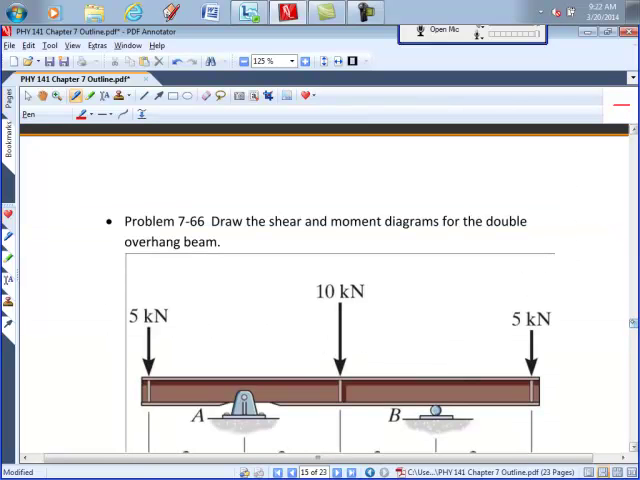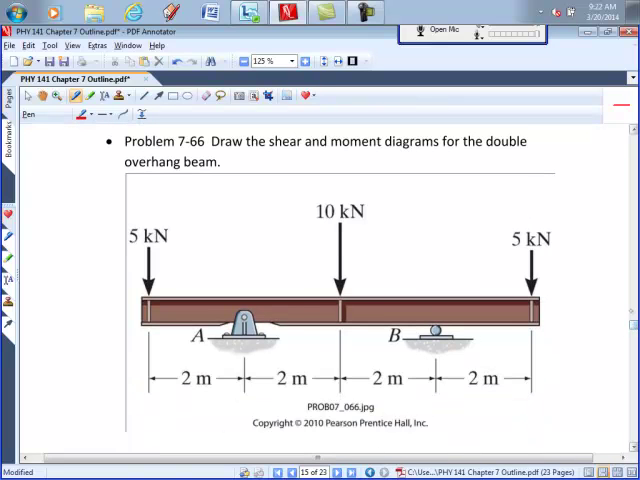All right. So in this case, we're going to draw the shear and moment diagrams for this double overhang beam. And we're going to draw these using what we've just discussed, but we're not actually going to have to use any calculus. We're just going to use our knowledge of calculus to draw the diagrams. So what's the first thing that we should find? The reaction forces at A and B.